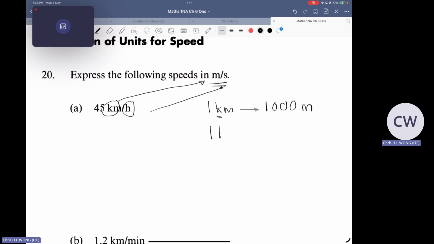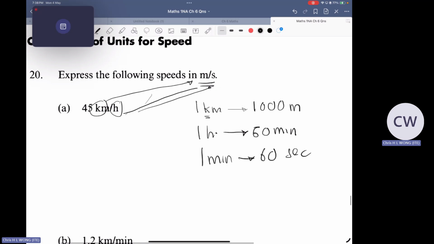You're going to change hour to second. So 1 hour, how many seconds? You can't convert directly, but you know that 1 hour is how many minutes? 60 minutes, right? 1 minute gives you 60 seconds, and you want to convert hour to second. So hour to second: 1 hour is to 60 minutes.